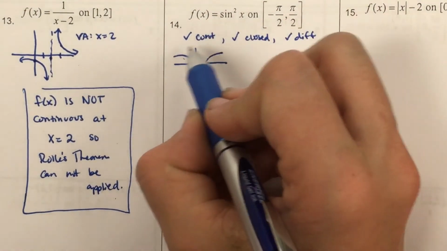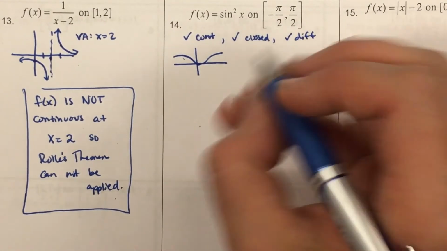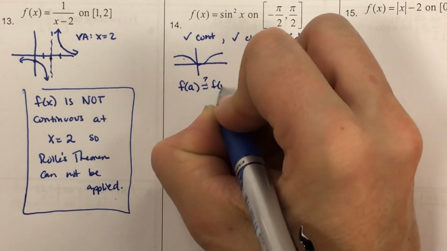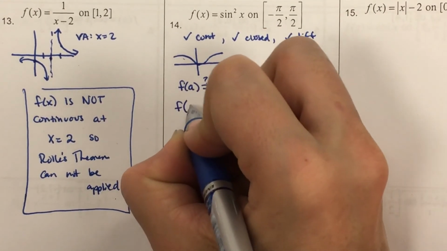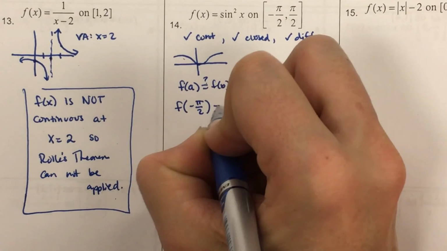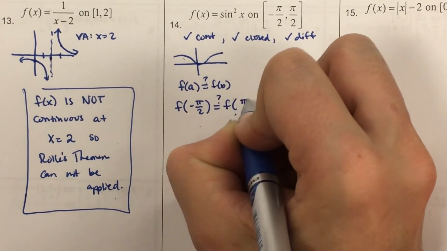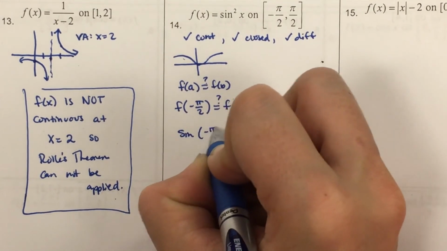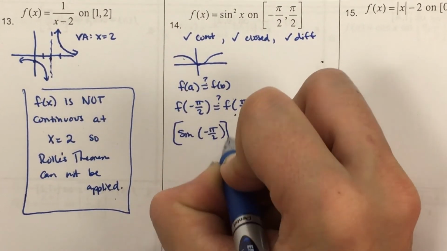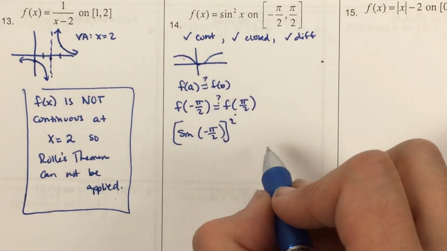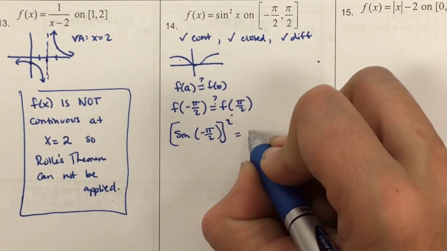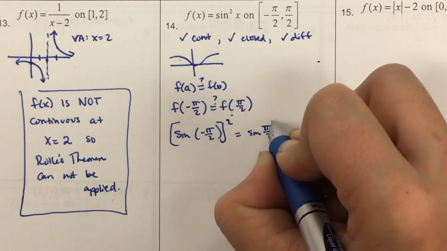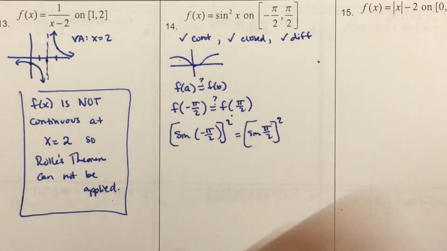All right, so all 3 conditions are met in this case. So now we need to show, does f of a equal f of b? So is f of negative pi over 2 equal to f of positive pi over 2? So I'm going to plug in sine of negative pi over 2, and then that whole thing is quantity squared because of the squared, equals sine of positive pi over 2, and again the whole thing is quantity squared.